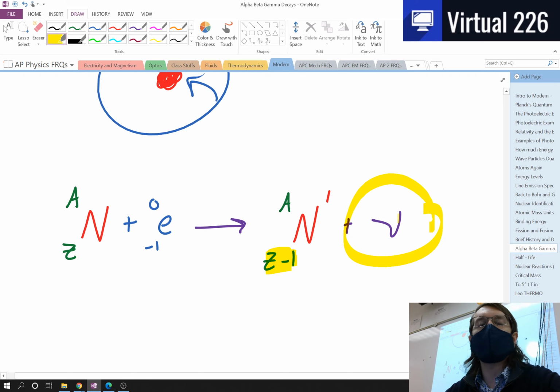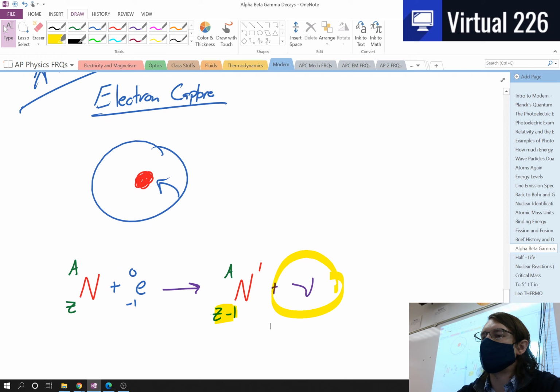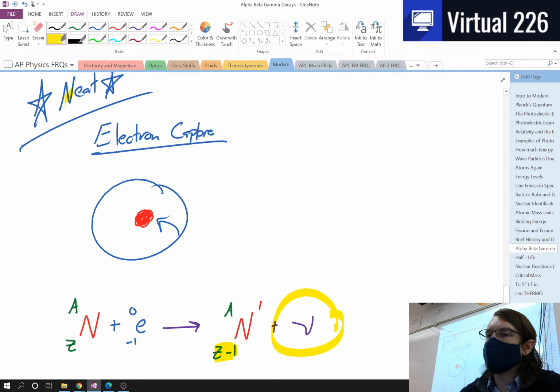Like I said, we very rarely talk about electron captures in this class. It is something that is a little bit more rare than everything else, but they technically do exist, and it's best to just give you everything, okay? So that's what's going on for electron capture. Like I said, I just like them because they're neat.